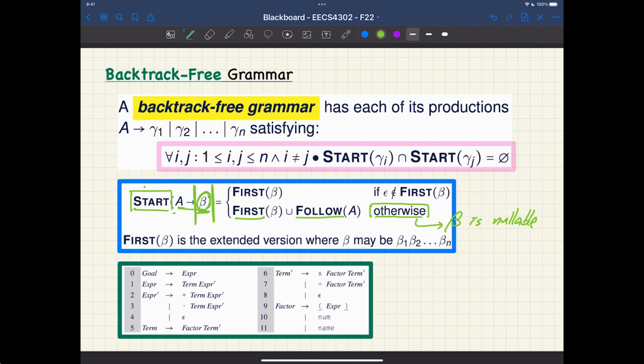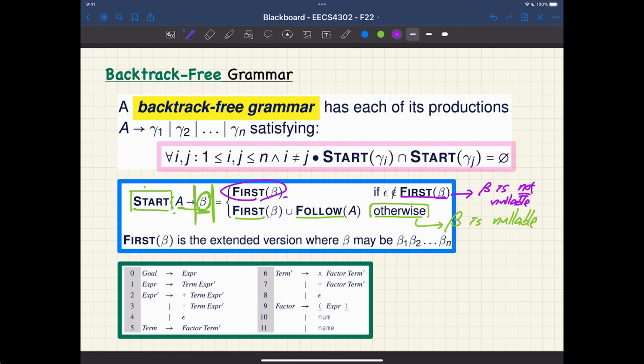On the other hand, if the beta is actually not nullable, in that case, we just don't need to worry about its follow because you cannot really go through the wall to see that. So that would just be the first of beta. All right, think about this definition. It's actually still following the same intuition as we said before.